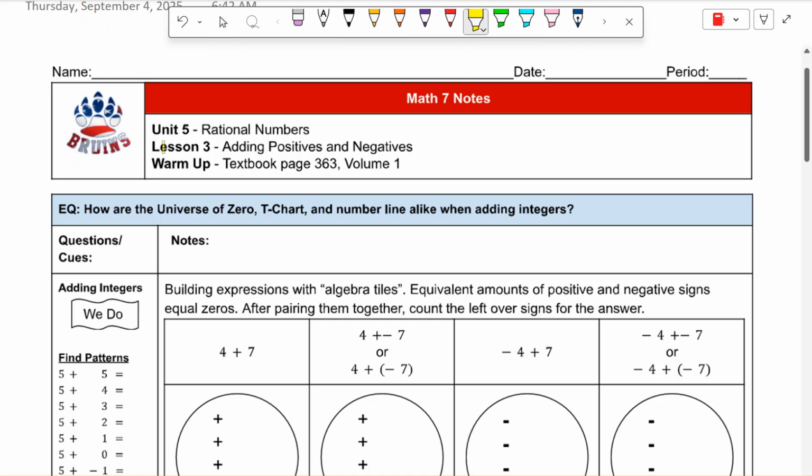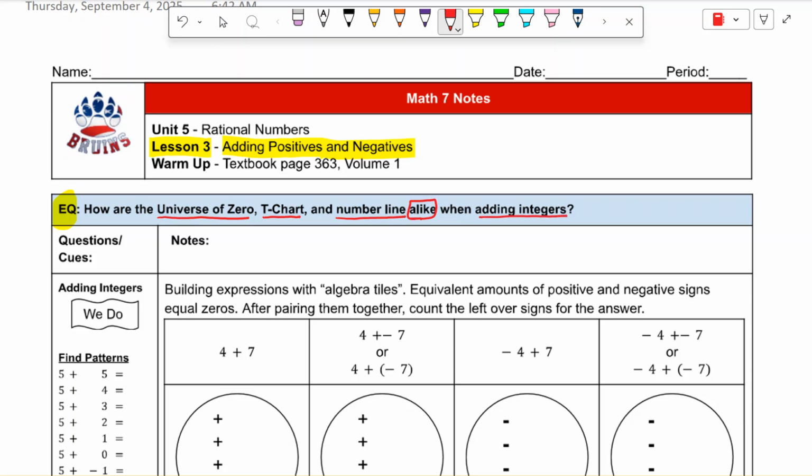Lesson 3 of Unit 5. Today we are looking at adding positives and negatives. Our essential question today is, how are the universe of zero, which we've already learned about, the t-chart, which we've already seen, and the number line, which we've already worked with, alike when adding integers?